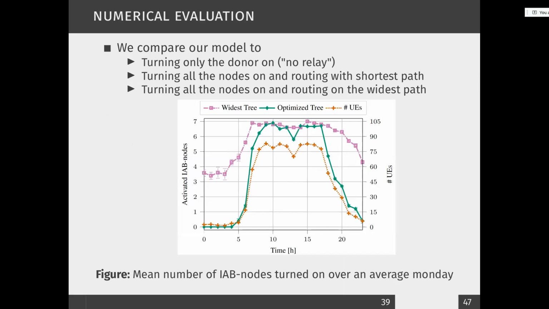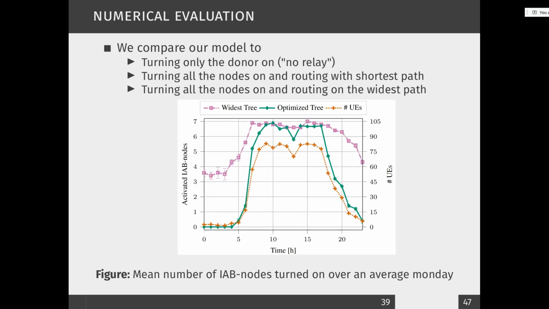So that's what we did, and we compared the approach to several approaches. So the first one is no relay, so you just turn on the donor. The second one is one where you turn on all the nodes and you try to route using shortest path. The third one is widest tree. So there's a mistake here in the slides. It shouldn't be all the nodes turned on. It's you compute a tree using a widest path approach, and you use that to route. Yeah. So it doesn't turn on all the nodes.